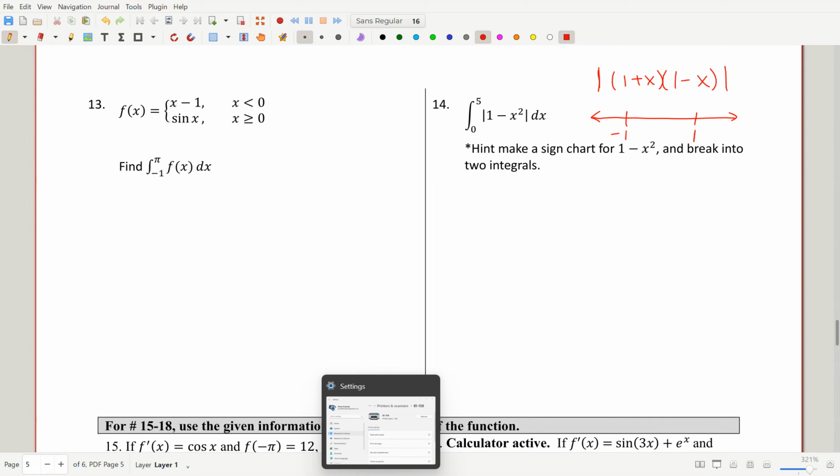The 1 plus x should make sense. That's just x plus 1. That's going to be negative before you hit negative 1 and positive afterwards. So that's that. The 1 minus x is going to be the opposite way around. Its zero is 1, and it's positive up until you hit 1.